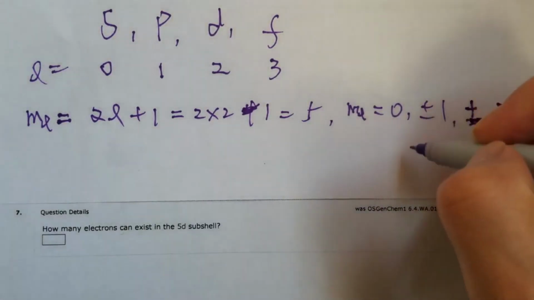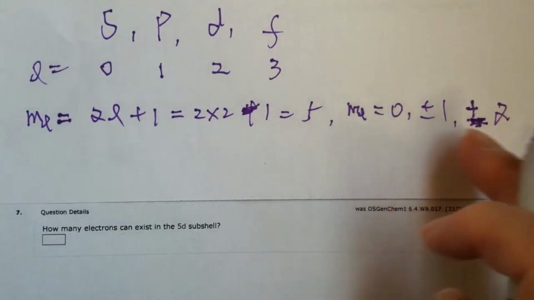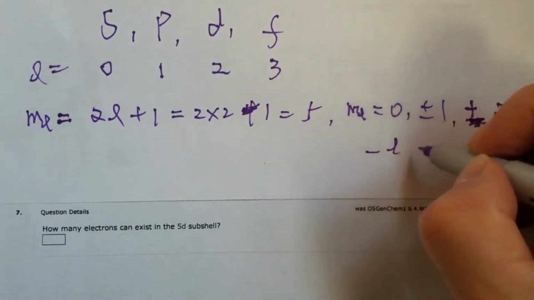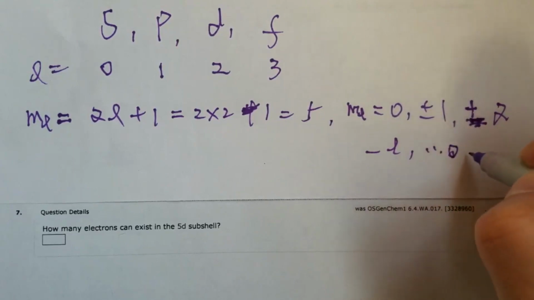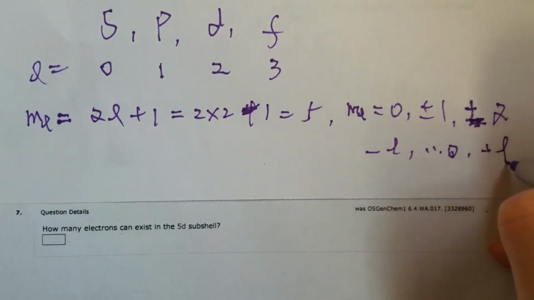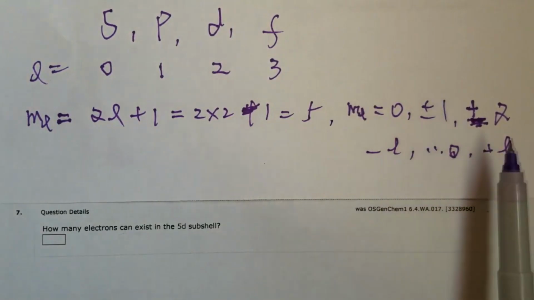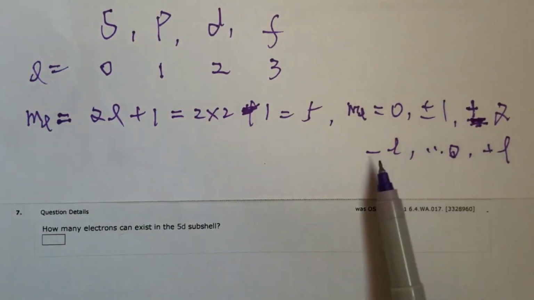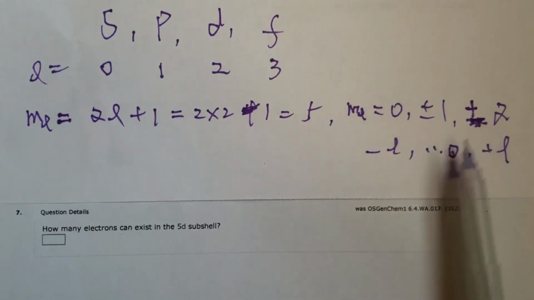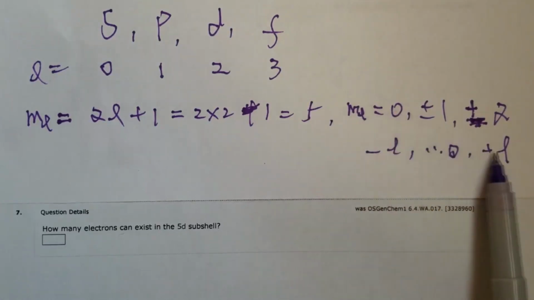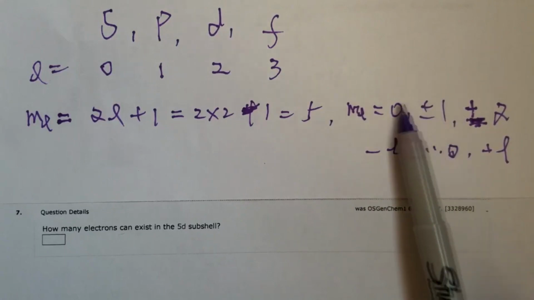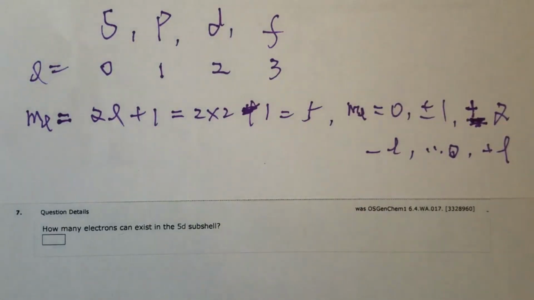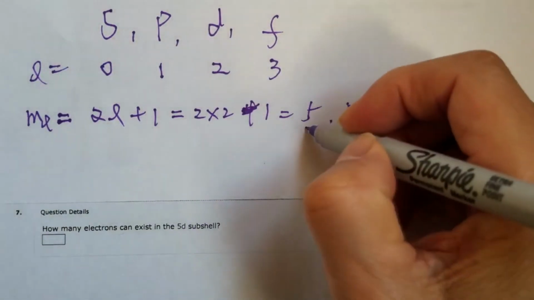It's supposed to go from negative L all the way to 0, and then to positive L. Because L equals 2, the minimum ML value should be negative 2, the maximum ML value should be positive 2, and then positive 1, negative 1, and 0. So that's 5. We have 5 orbitals.